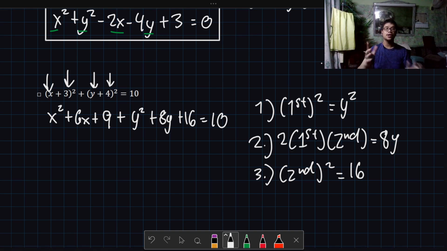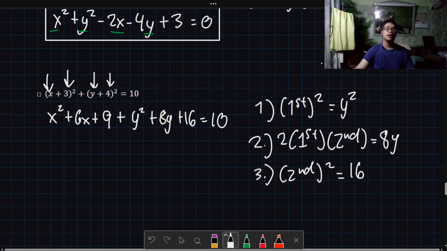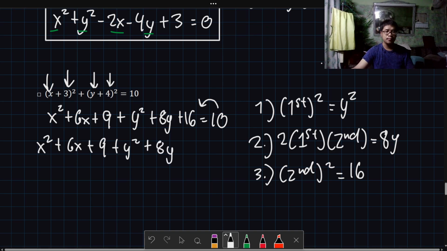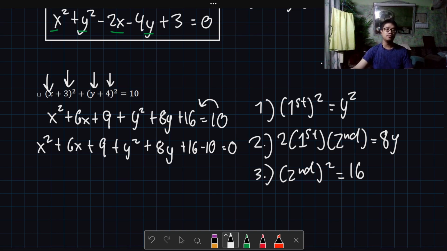So you're done with the first step. You expand everything. Remember, expanding means no parentheses. So what's next? Now you're going to group all terms on one side. You will put 10 to the left. So you will have x squared plus 6x plus 9 plus y squared plus 8y plus 16 minus 10 is equal to 0. That's it. Now, what's the third step? I forgot to tell you, you combine similar terms.